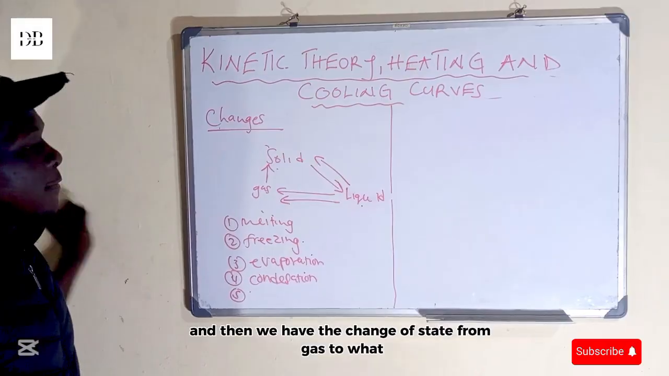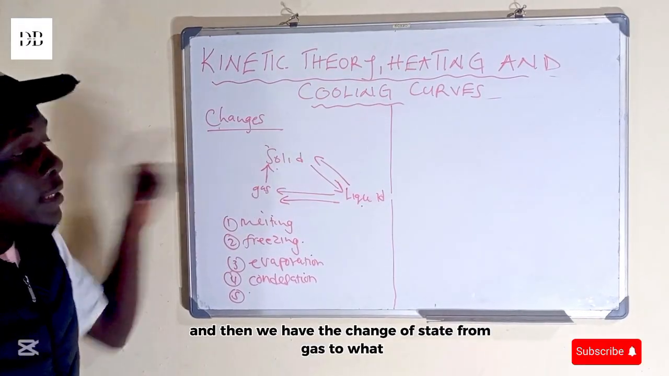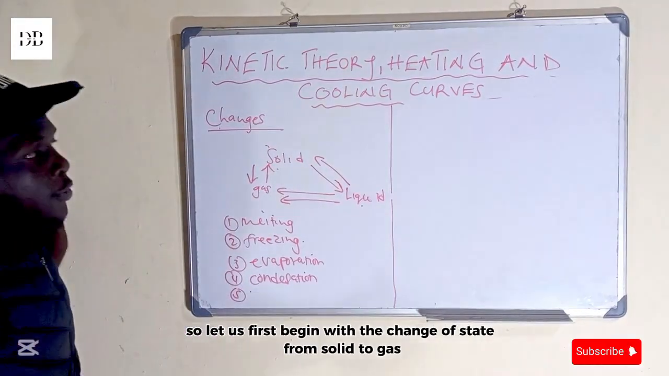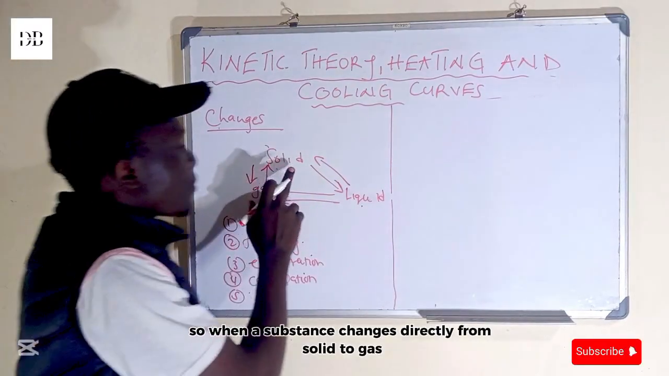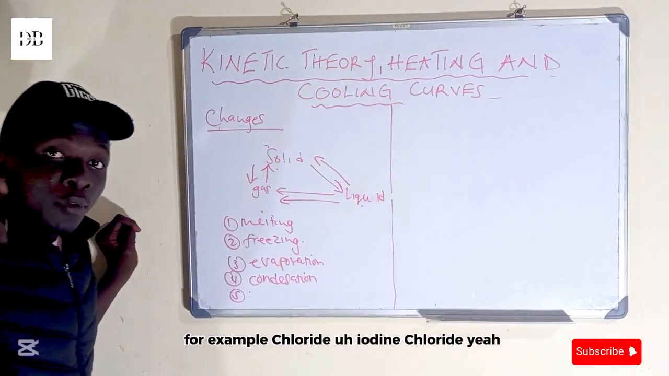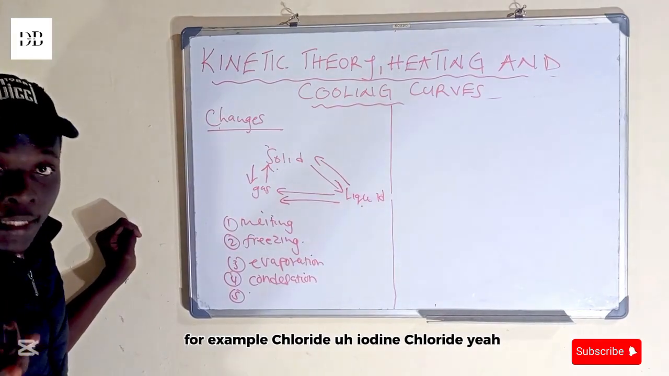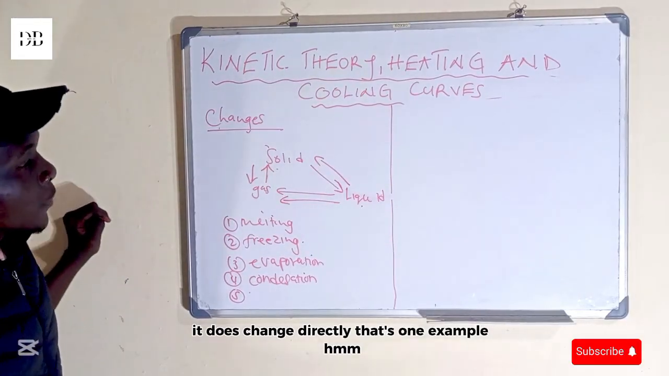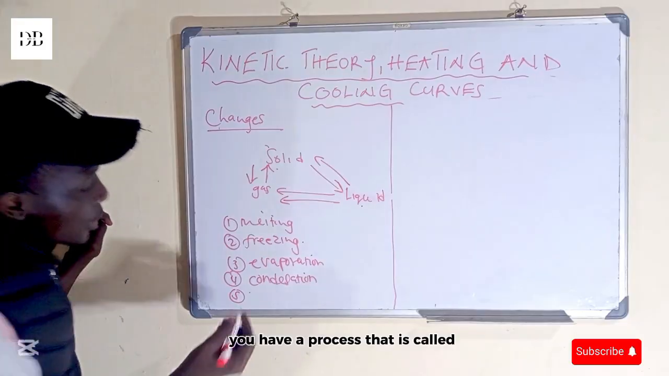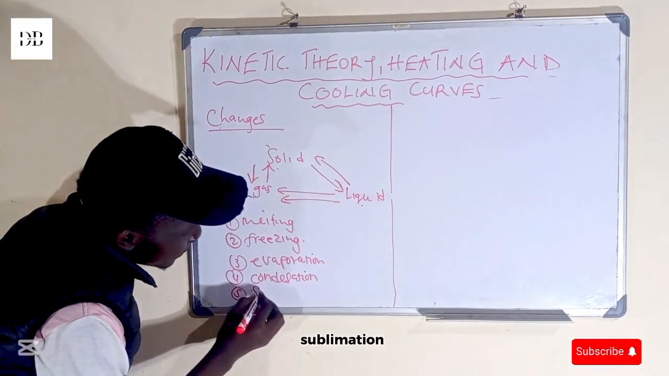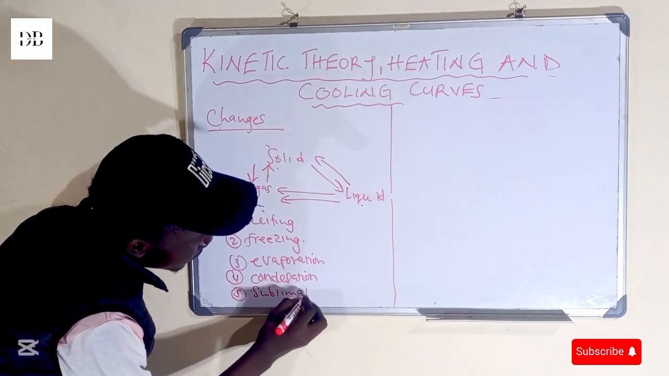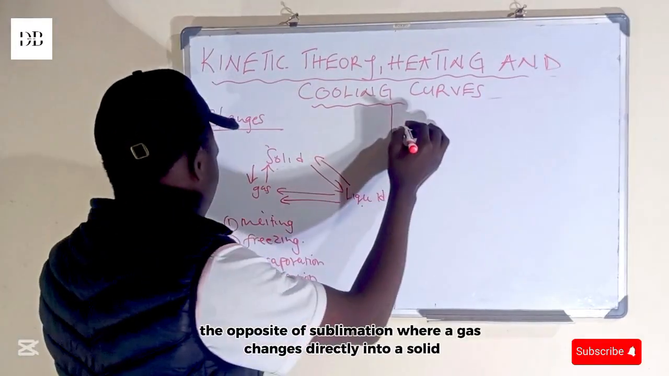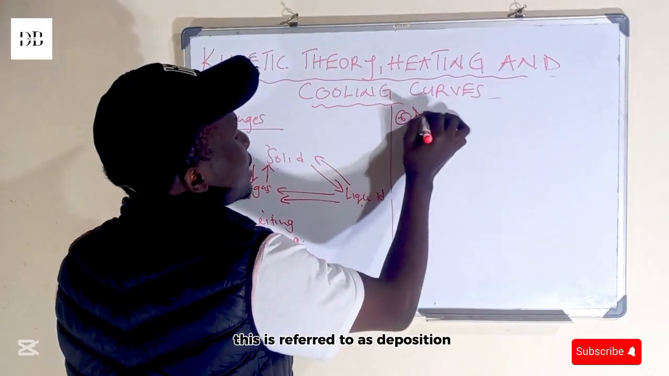And then we have the change of state from gas to solid. So let us first begin with the change of state from solid to gas. When a substance changes directly from solid to gas, for example iodine, it changes directly. That's one example. This process is called sublimation. Now, the opposite of sublimation, where a gas changes directly into a solid, is referred to as deposition.